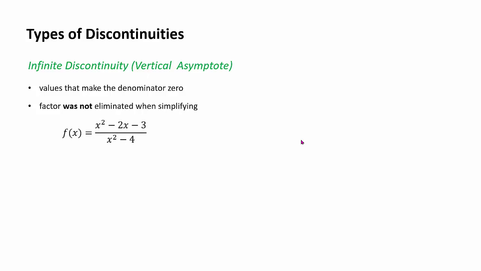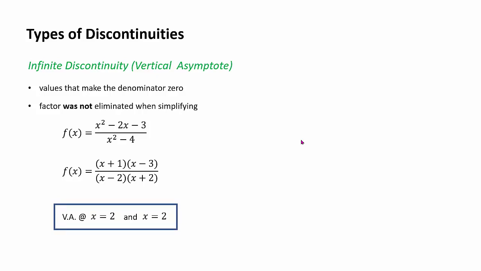So here's a good example. We have this rational function, we factor it, and then we realize, look, there are these two factors on the bottom that aren't going to cancel out. So 2 and -2 are going to be those restrictions, and we know that these will be vertical asymptotes. They weren't canceled out. Okay, so we have infinite discontinuities.